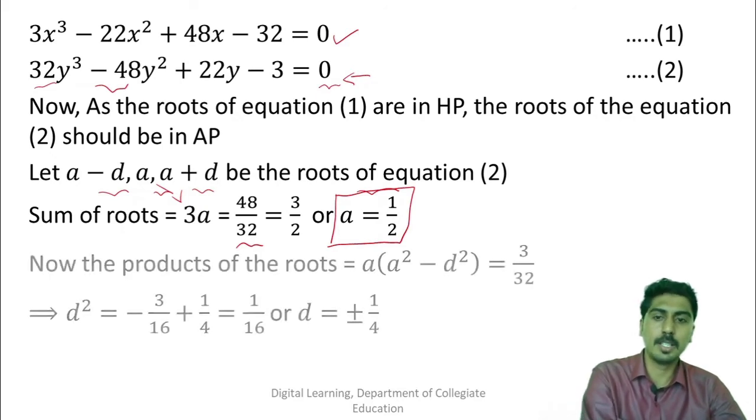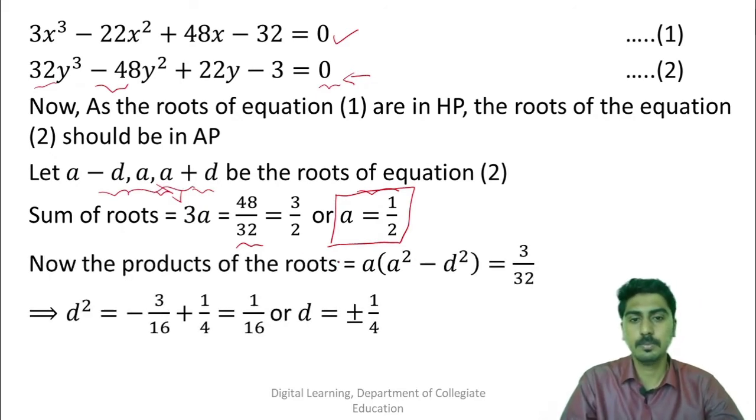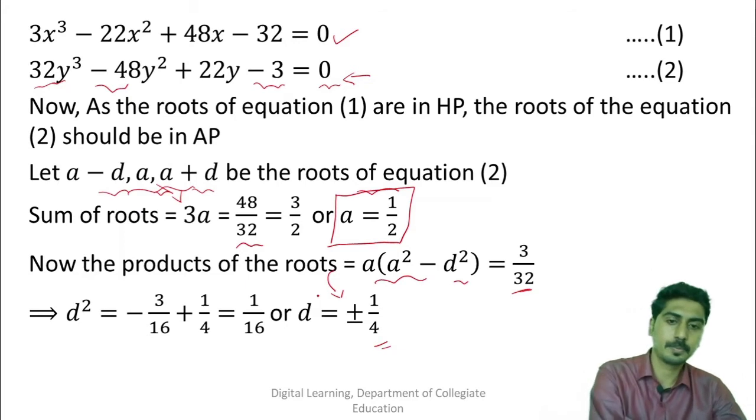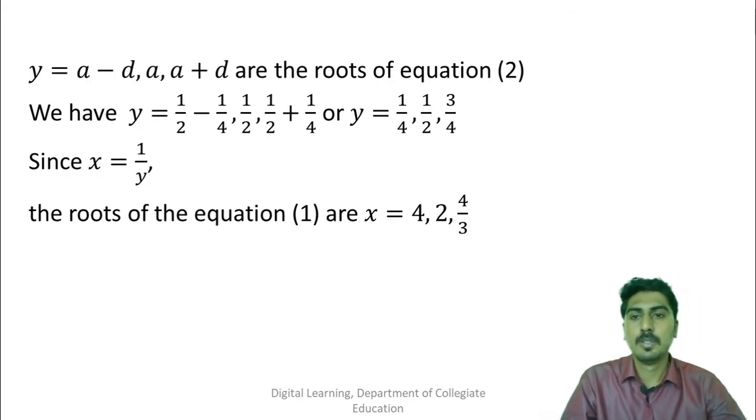Now if we consider the product of the roots, a into a square minus d square, we get minus of minus 3 by 32, which is 3 by 32. Now by solving, we get d equal to plus or minus 1 by 4. So the roots of the transformed equation are a minus d, a, a plus d. Substituting the values of a and d, we get y equal to 1 by 4, 1 by 2 and 3 by 4.